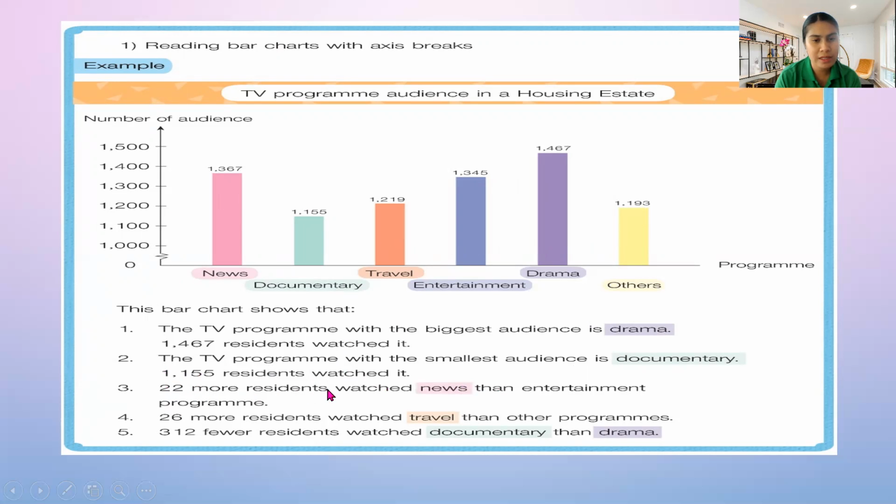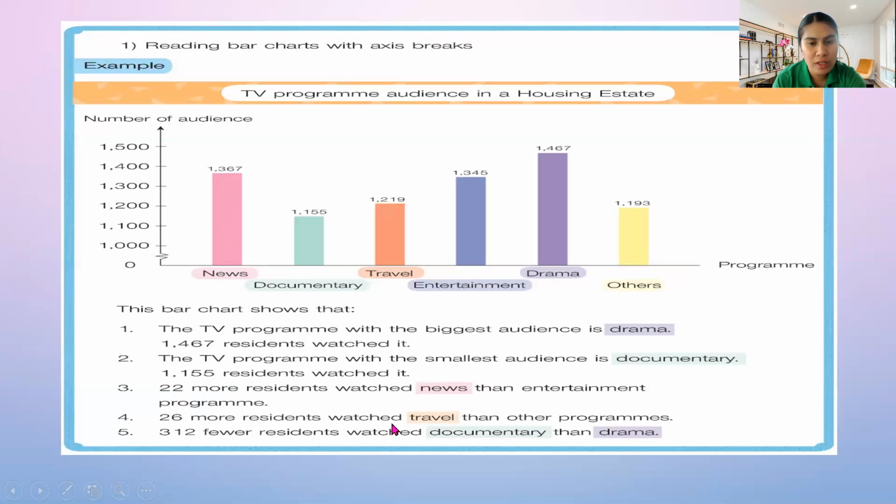22 more residents watch news than the entertainment program. So news is 1,367, entertainment is 1,345. So entertainment is smaller by 22 audience. So you subtract news minus entertainment, which is 22.